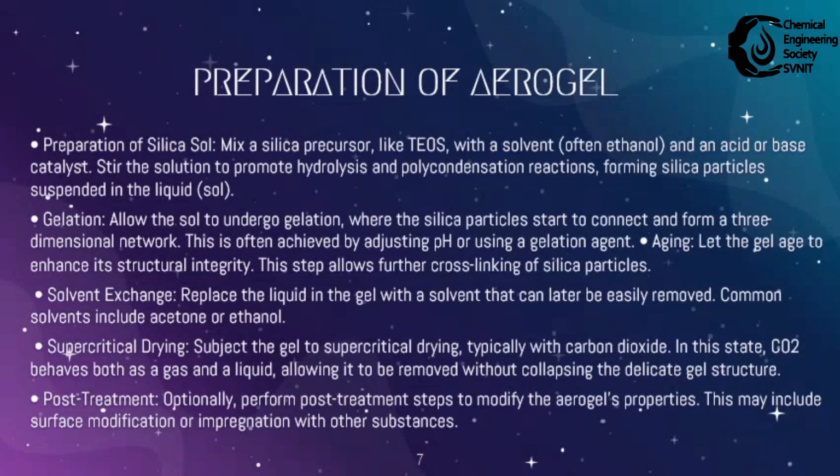Production of aerogel can be done in 5 steps as follows: preparation of silica salt, gelation, solvent exchange, supercritical drying, and post-treatment. The following preparation can be well explained through the next diagram.